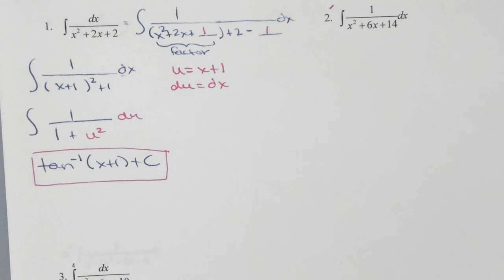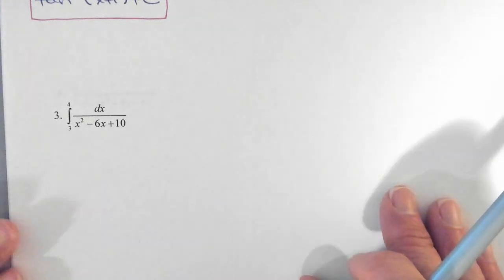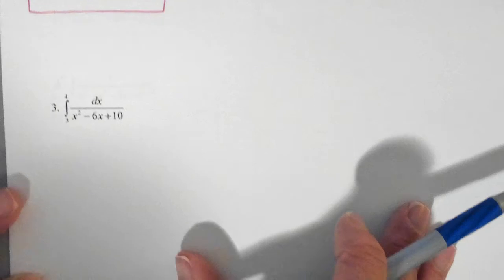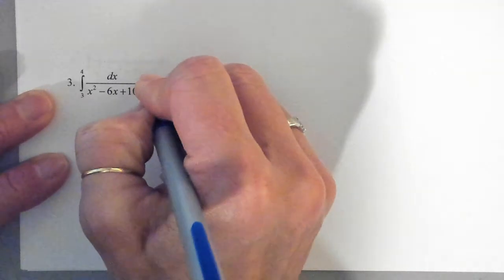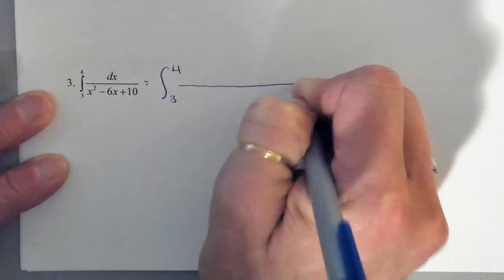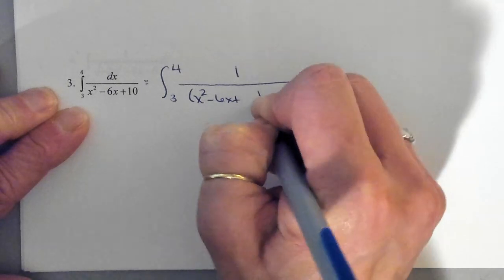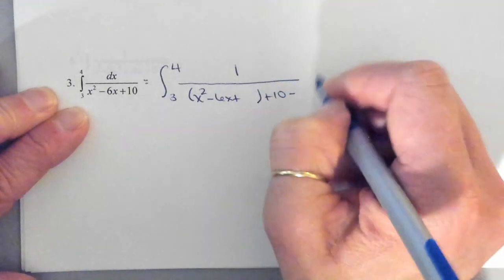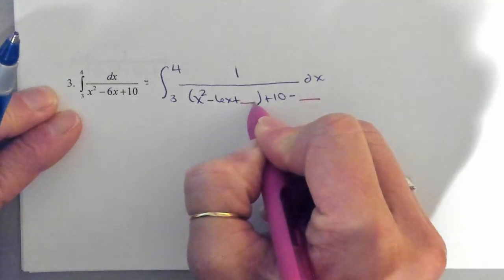I am highly recommending that you watch the video for number 2 because I'm going to move on to number 3. It's got a bound, and we're actually going to leave it in terms of u. So we're going to use that table that we did when we did the last section in the first part of the unit. We're still going to do everything as we did in the previous problem. You've got the integral from 3 to 4. I'm going to make this numerator a 1 now. I've got the x squared minus 6x plus 10, and this will be minus, and then the dx is here. So can someone tell me what goes in this blank?